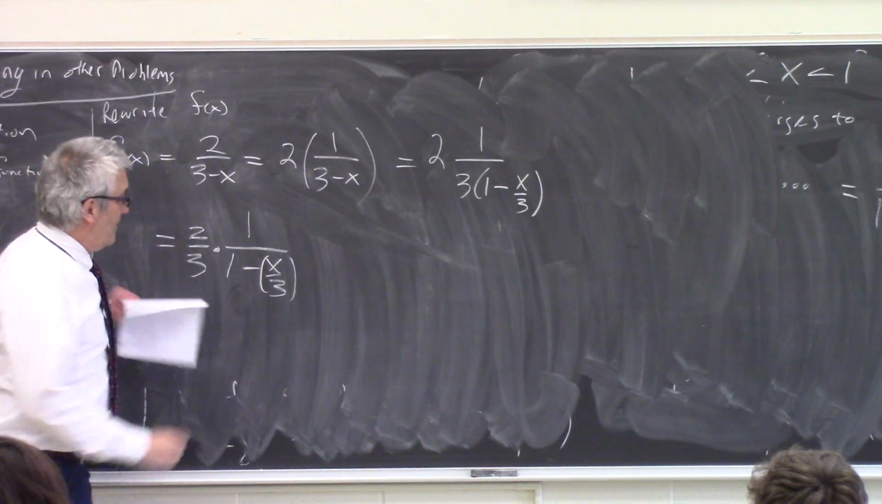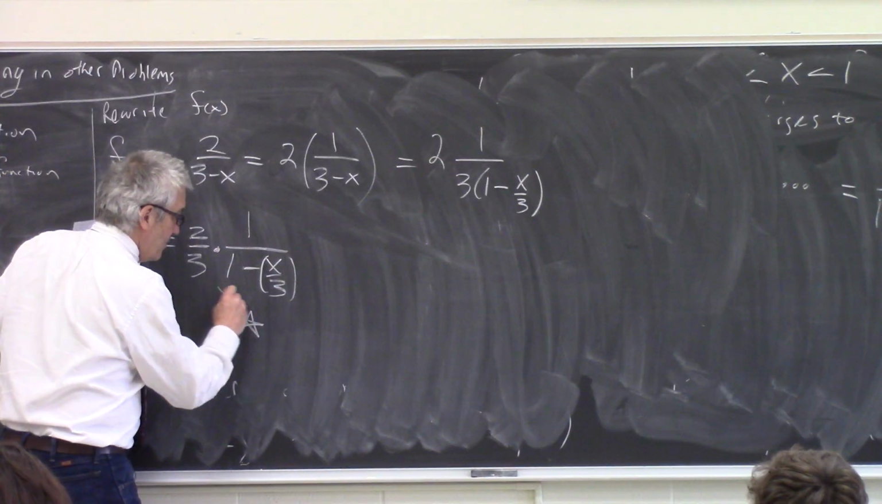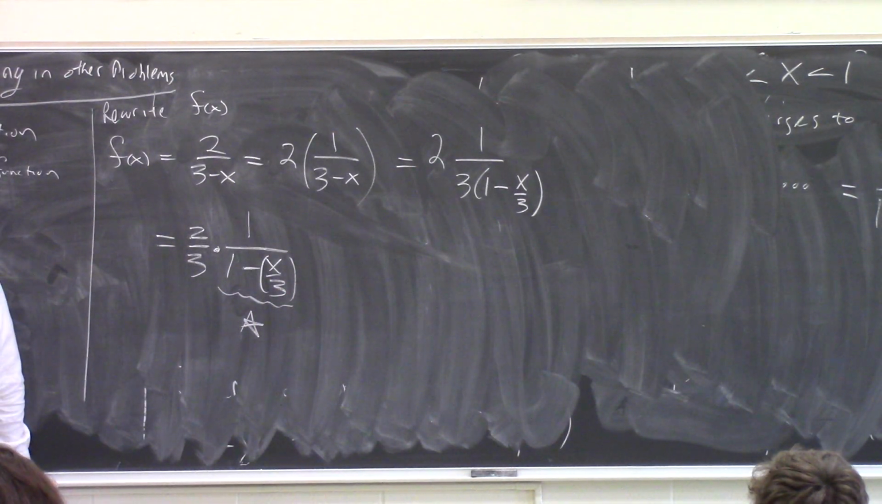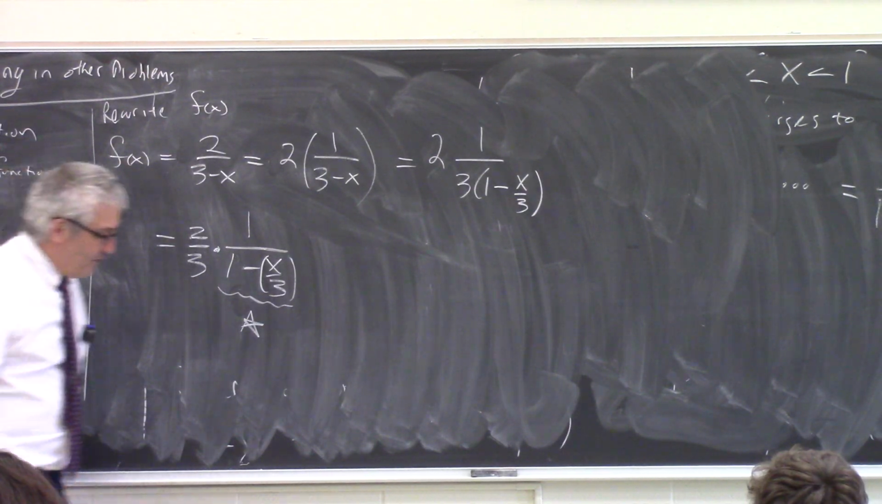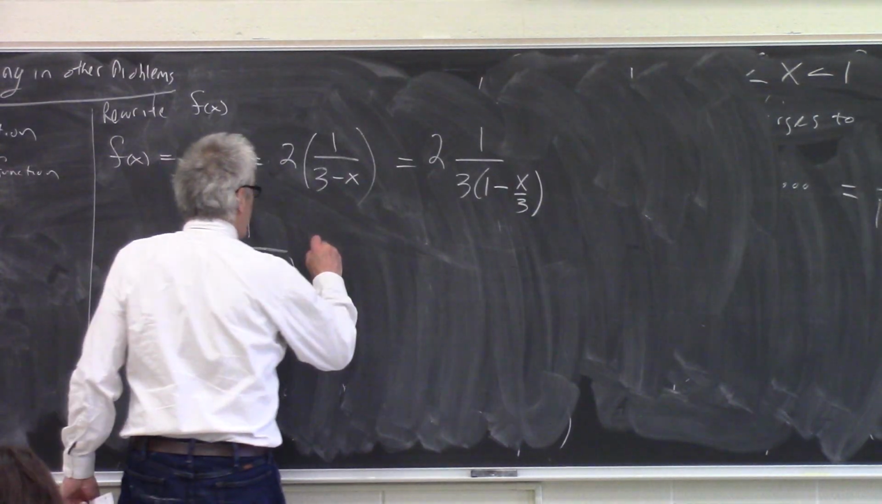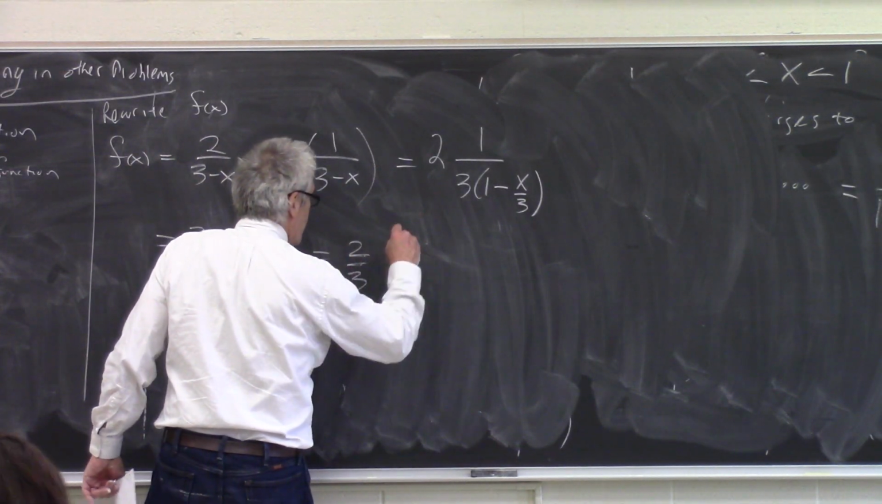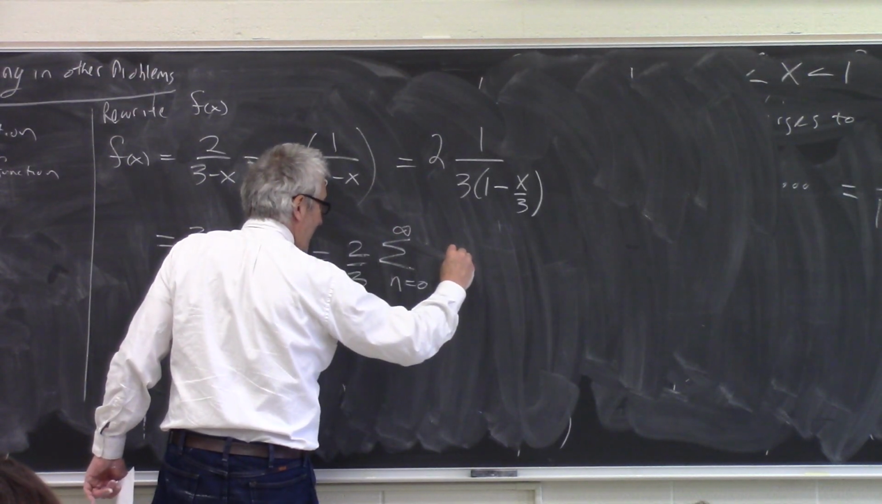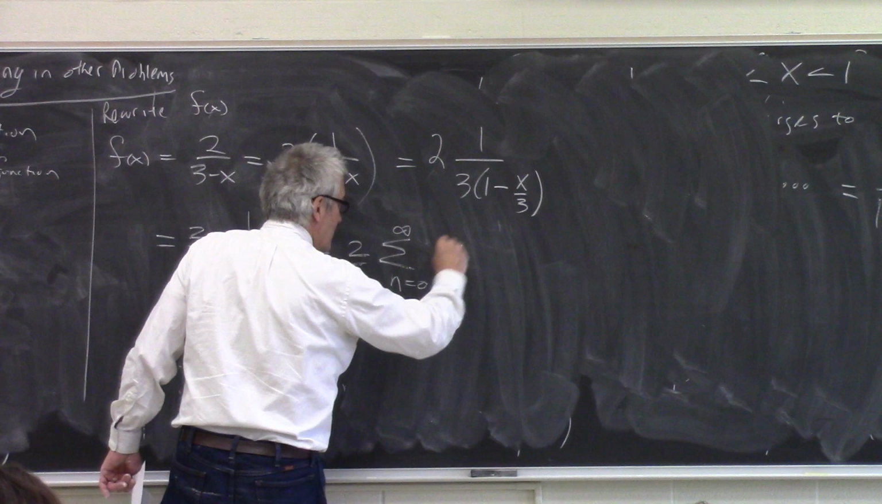Now look, this is one of those babies, but with the thing inside not being just x, it's actually x over 3. But that's okay. I can just use result star, but instead of x's, put x's over 3. So this is 2/3 times the sum as n goes from 0 to infinity of, instead of x to the n, it's x over 3 to the n.